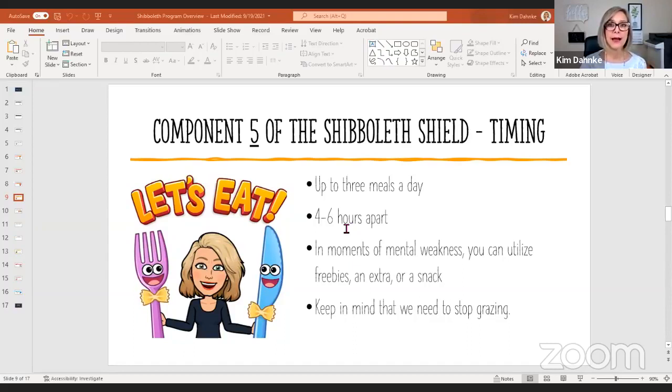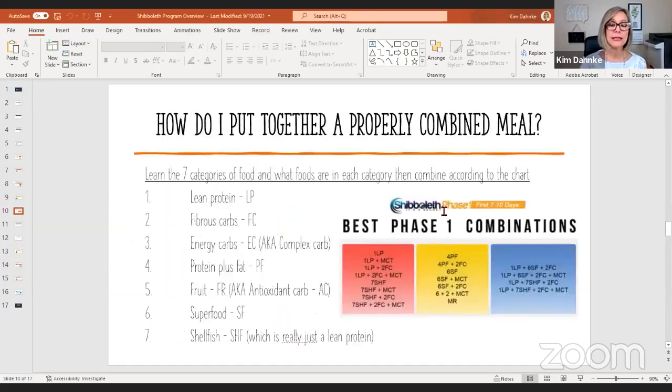Okay, so let's talk about how you put together a properly combined meal. So in order to learn combinations, you simply need to know that there are 7 categories of foods. 7 categories of foods. So basically, all of your whole foods that roam the earth, swim in the ocean, grow from the ground are going to go into one of these 7 categories, along with some other man-made food and products are going to fall into some of these categories based on their nutritional profile.